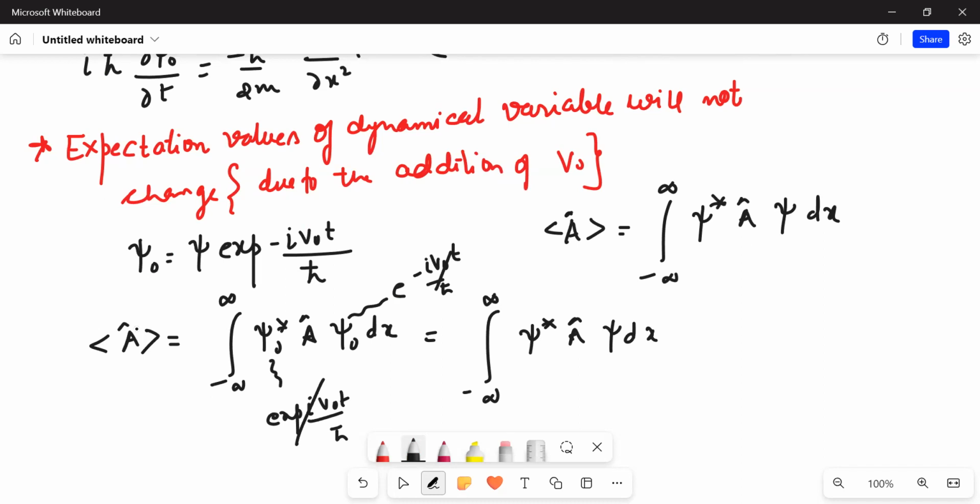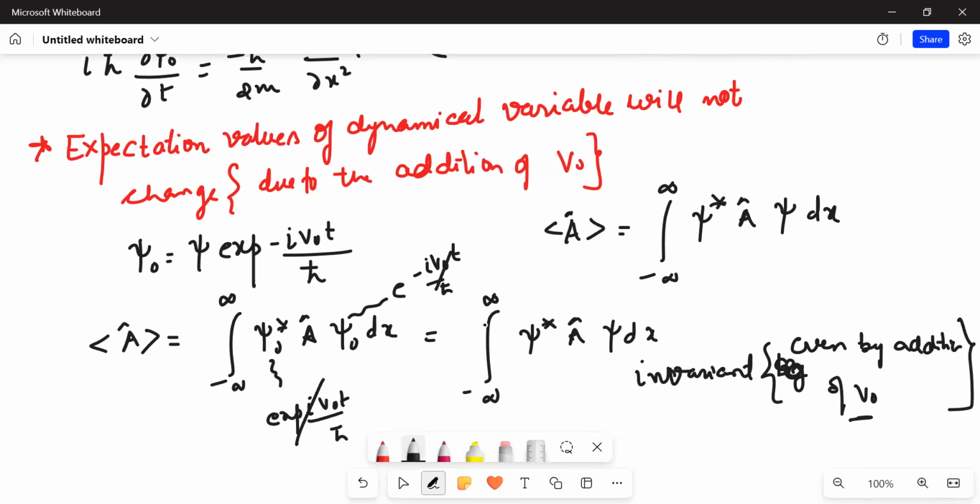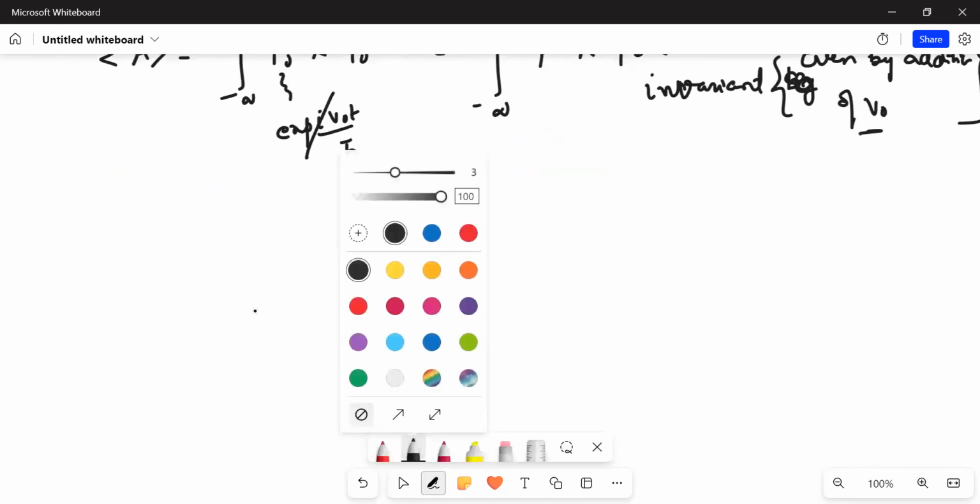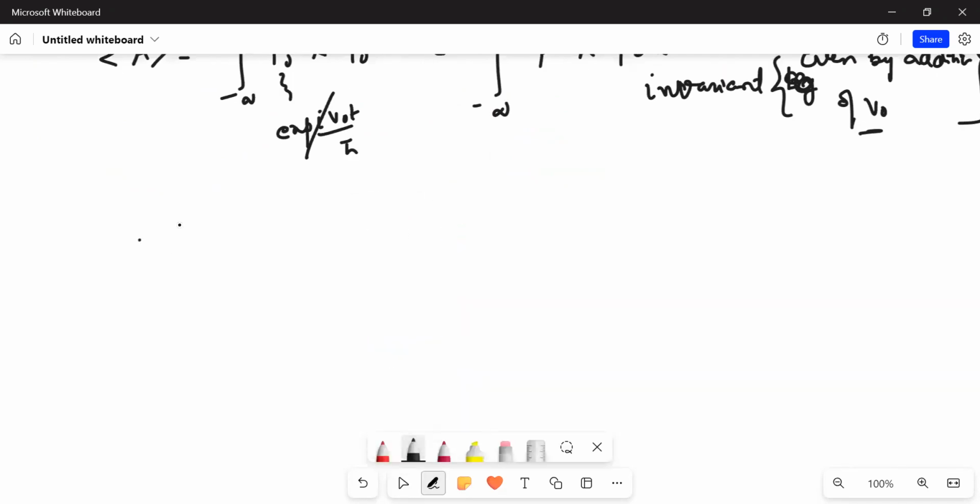So the expectation value of a dynamical variable remains invariant by the addition of V₀, so this is worth noting. In the previous class also, we've seen that using the time independent Schrödinger equation, from a potential one can find the wave function.